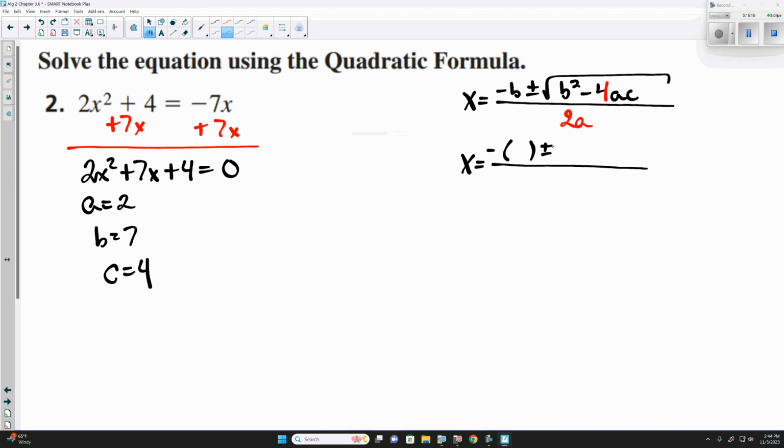So negative b, so negative plus or minus the square root of 7 squared minus 4 times a times c, all over 2 times a, which is 2. Now our negative b would be negative 7. 2 times 2 is 4. Inside the parentheses, we have 7 squared minus 4 times 2 times 4.